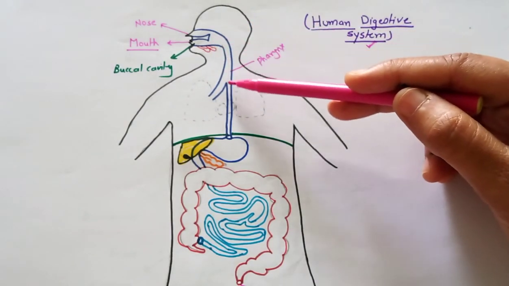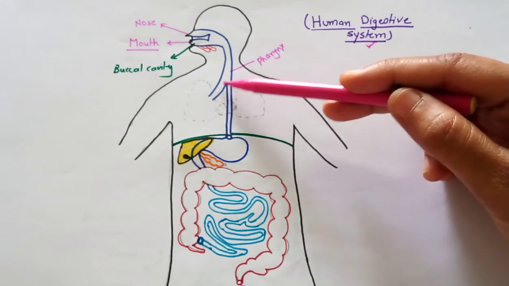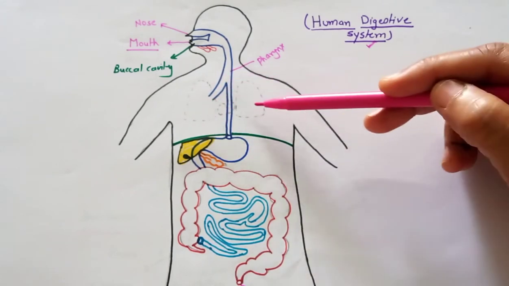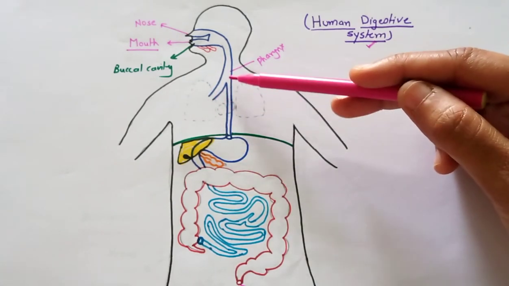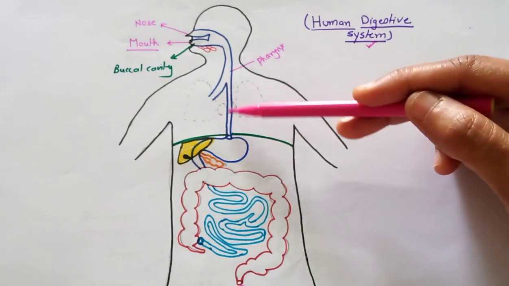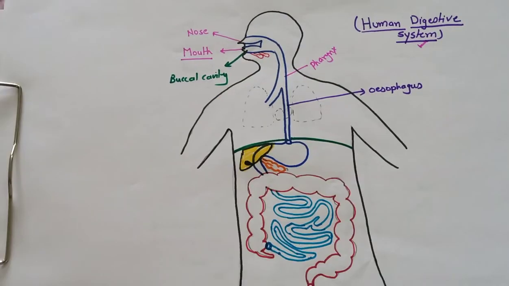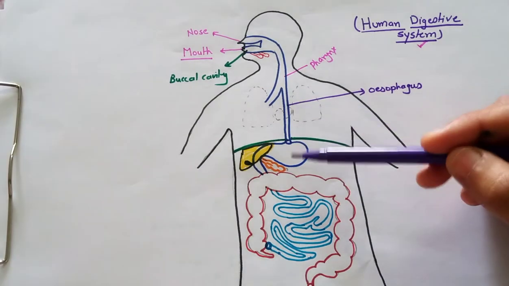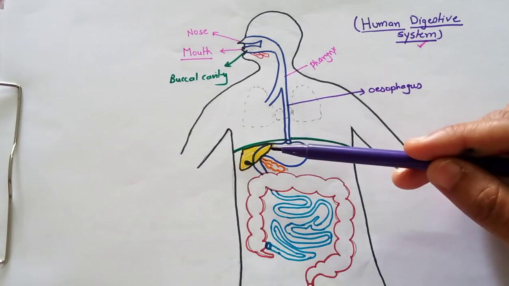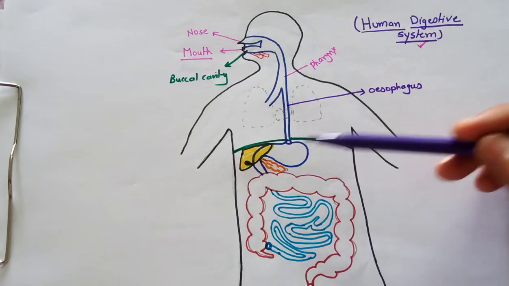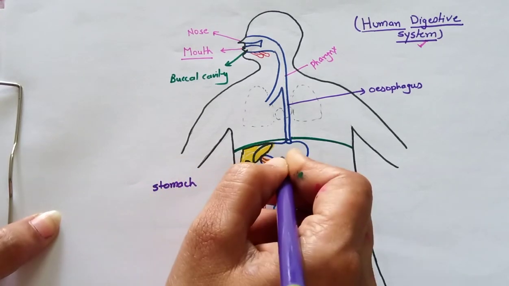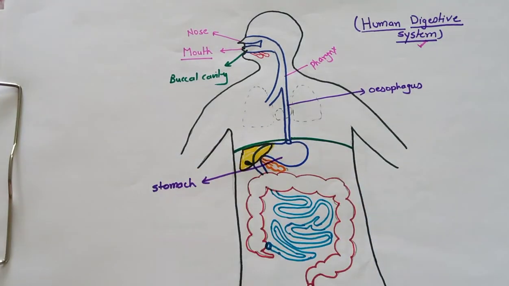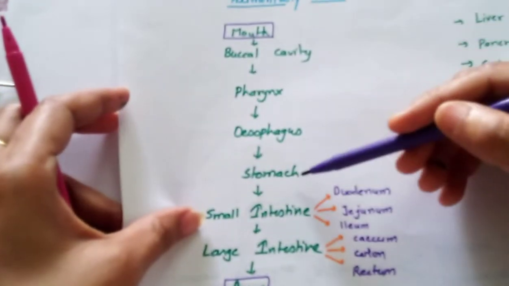Okay, now the pharynx is divided into two parts, two tubes. One tube enters your lungs. This is your lungs. This is called the trachea. And this long tube enters your stomach, and this long tube is called the esophagus. Now the esophagus leads to the stomach, a pouch-like structure. This structure is called the stomach. Now the stomach enters the small intestine. I told you this is your complete alimentary canal.